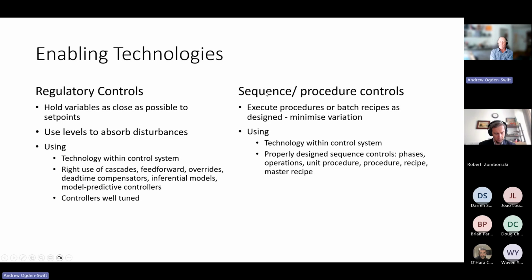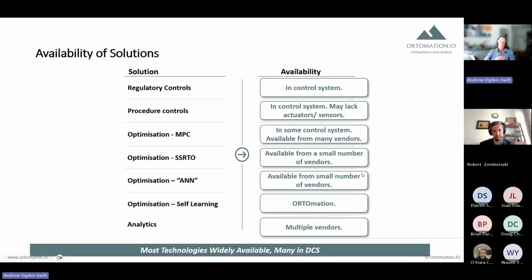And if there are very regular sequences or procedures executed, again, it's ideal to try and automate these to minimize the variation in the execution of those procedures. And again, the technology for this is available within most control systems. And you need to ensure proper design of the sequence controls, the various phases, operations, unit procedures, master procedures, etc.